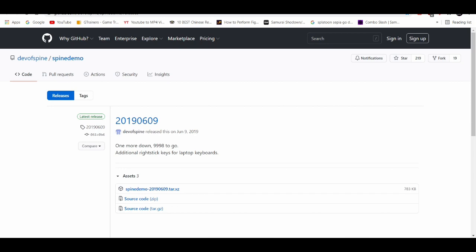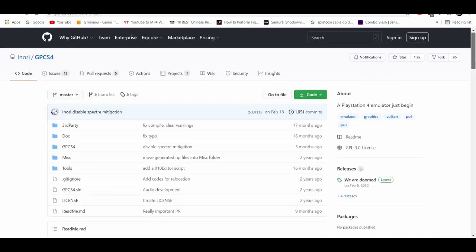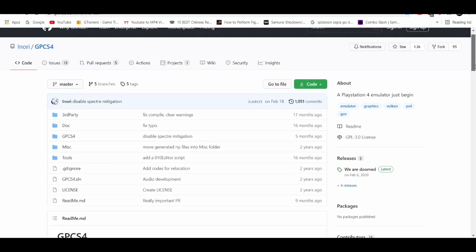All right, next emulator is Gpcs4. You should keep on the lookout. Now, I did make a video on how to set up Gpcs4. That video is, in my opinion, not beginner friendly. You've got to know how to use those operating systems before to even understand how this works.